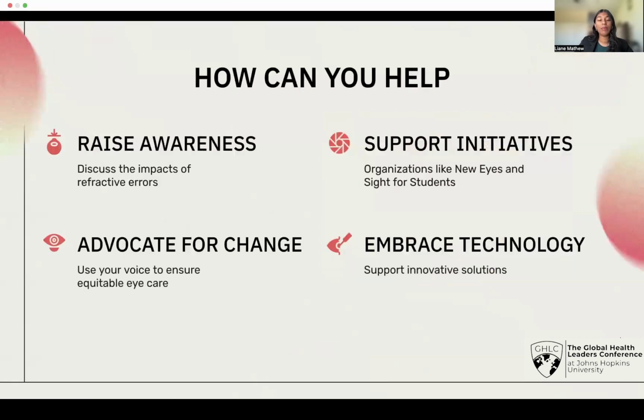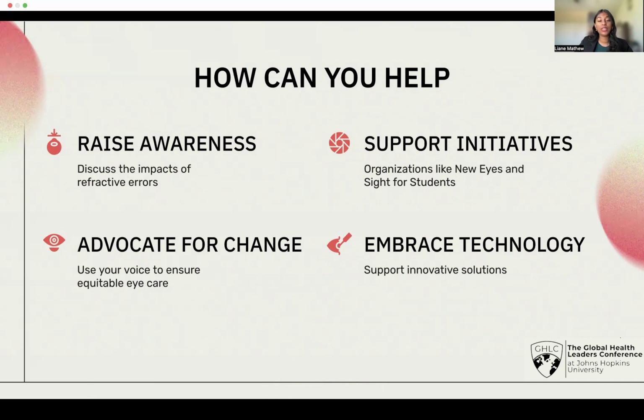Now, how can we take meaningful steps towards achieving global health equity? First, we can raise awareness to educate others about the connections between poverty, nutrition, and eye health. We can also volunteer for and donate to organizations like New Eyes and Sight for Students that help provide affordable eye care services and glasses to underserved communities. For us, finding these organizations can be as easy and as simple as just a Google search, but for those we help, the impact is truly enormous.